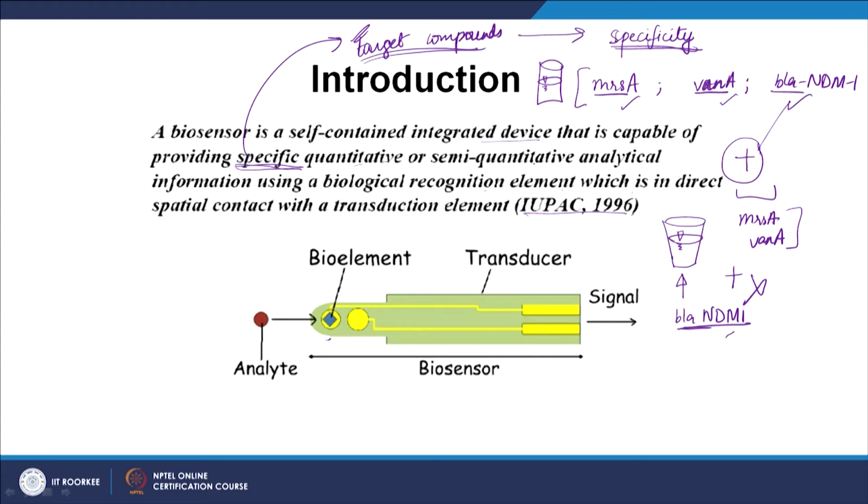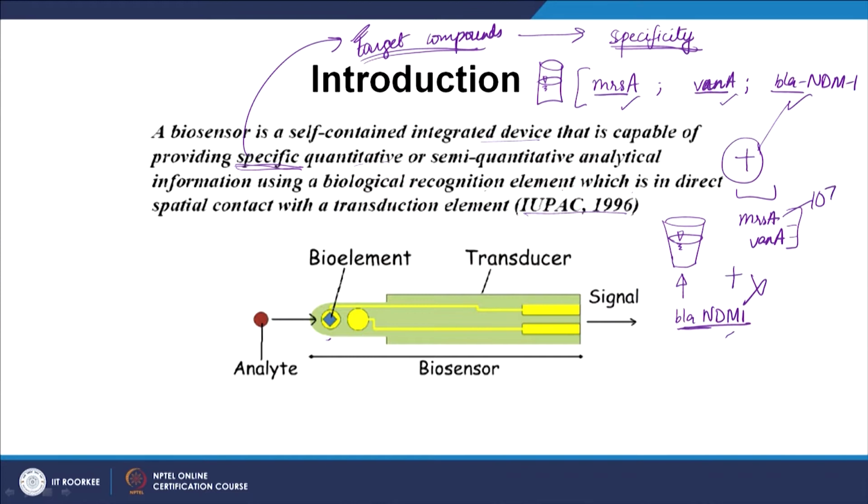Now, quantitative or semi-quantitative analytical information. Ideally, my sensor should not only tell me if MRSA or VanA are present or not, but it should also be able to tell me how many MRSA copies and how many VanA copies are present. For example, if I have 10 to the power 7 copies per ml of MRSA and 10 to the power 2 gene copies per ml of VanA, then my sensor should be able to give me an estimate for this. Sometimes it is not quantitative per se, but semi-quantitative.